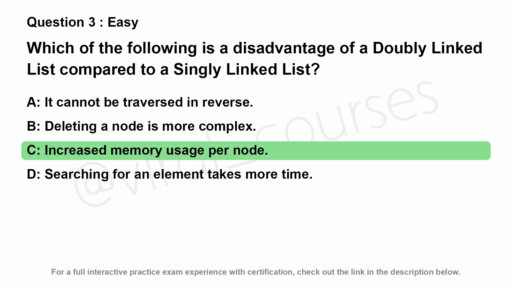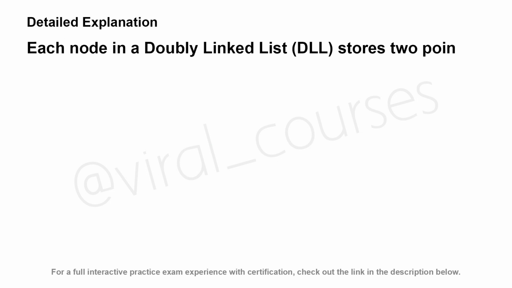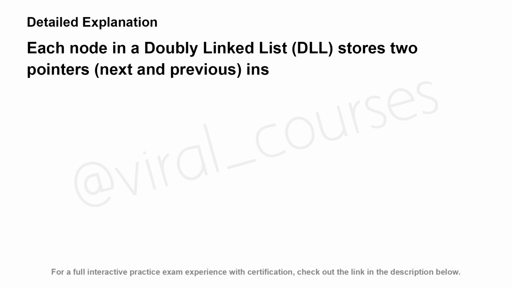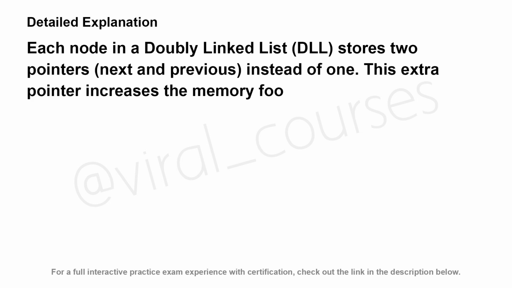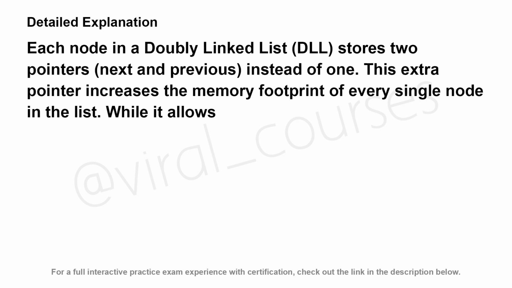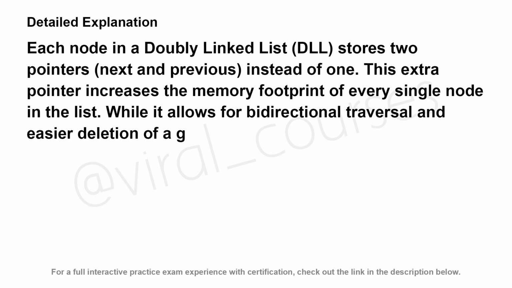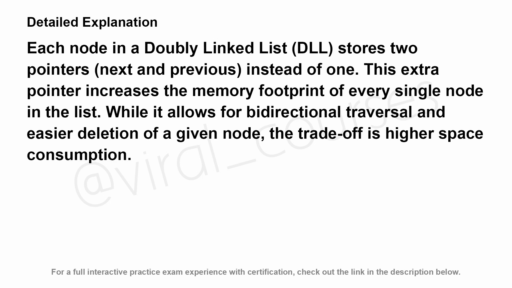The correct answer is C. Each node in a doubly linked list, DLL, stores 2 pointers, next and previous, instead of 1. This extra pointer increases the memory footprint of every single node in the list, while it allows for bidirectional traversal and easier deletion of a given node. The trade-off is higher space consumption.